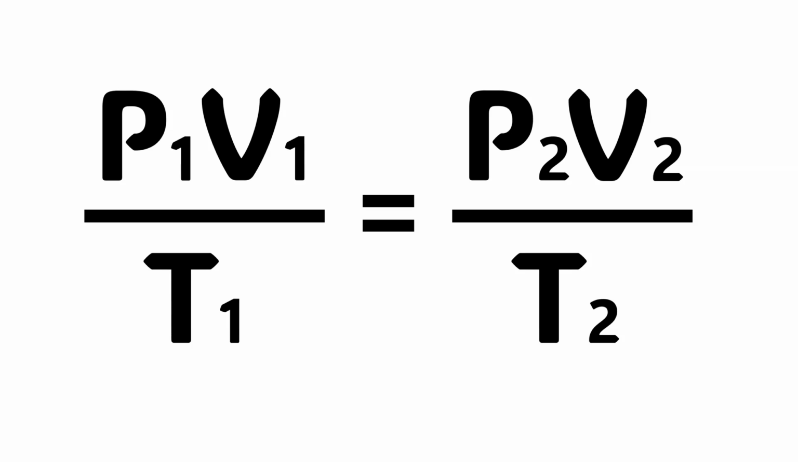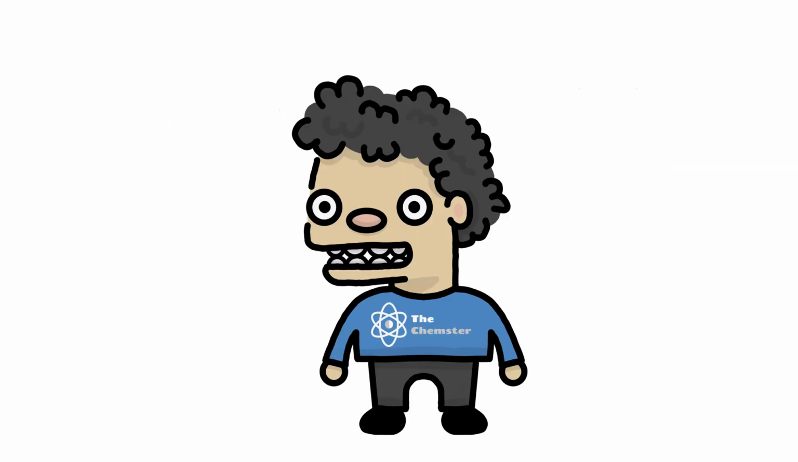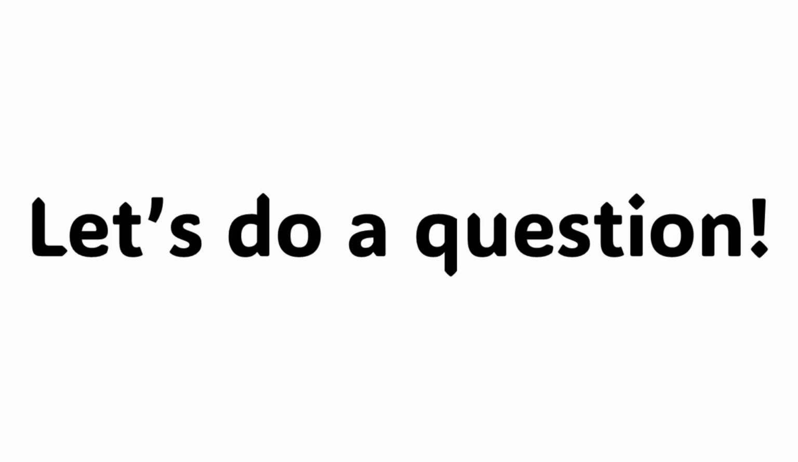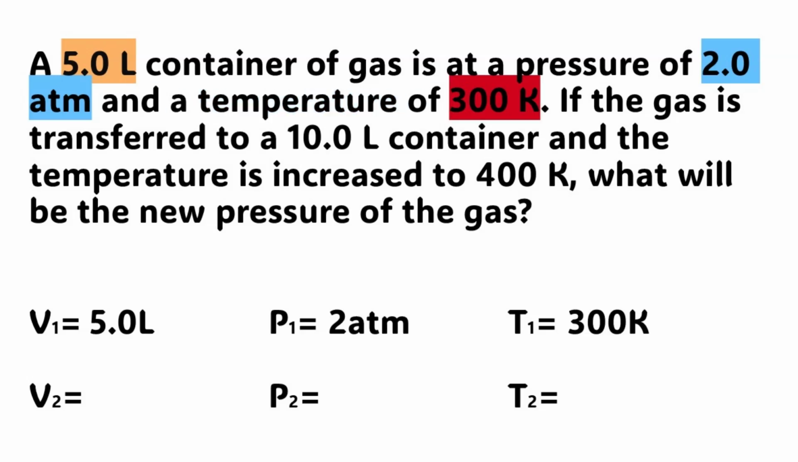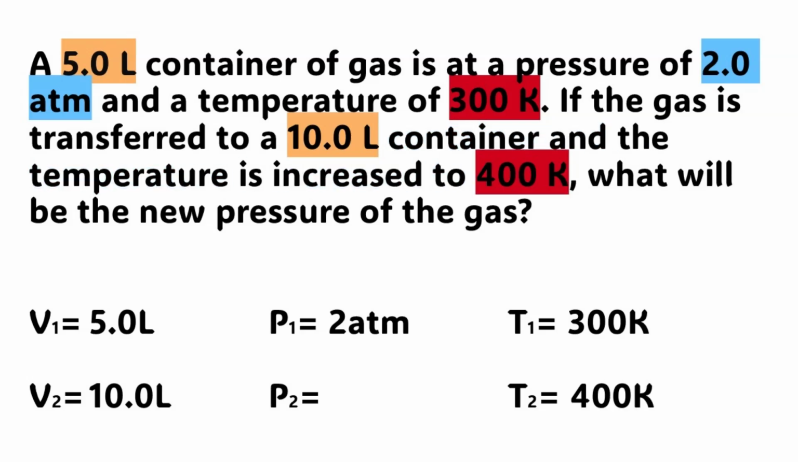And this is the formula. Plug in the numbers for each value and solve for what's missing. Let's do a practice question. A 5-liter container of gas is at a pressure of 2 atmospheres and a temperature of 300 Kelvin. If the gas is transferred to a 10-liter container and the temperature is increased to 400 Kelvin, what will be the new pressure of the gas?